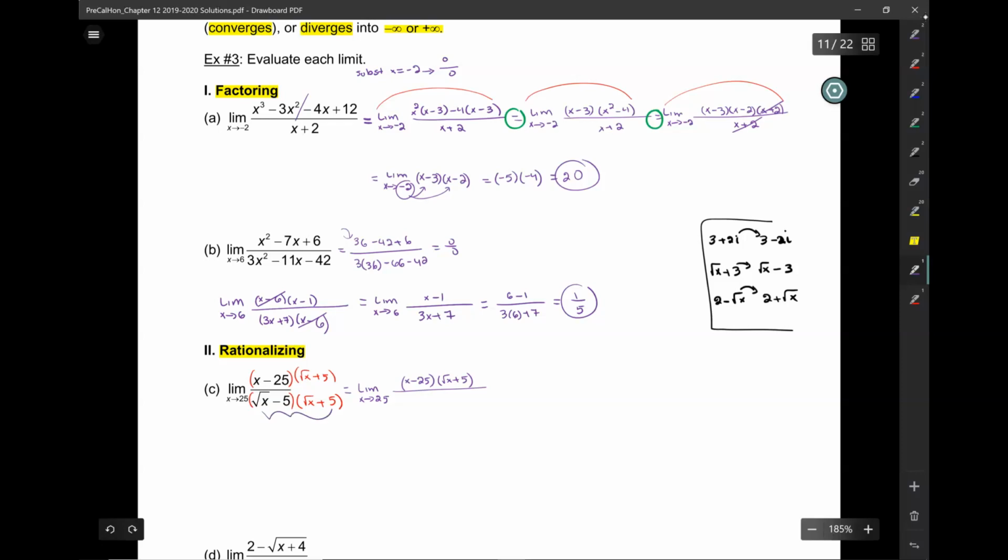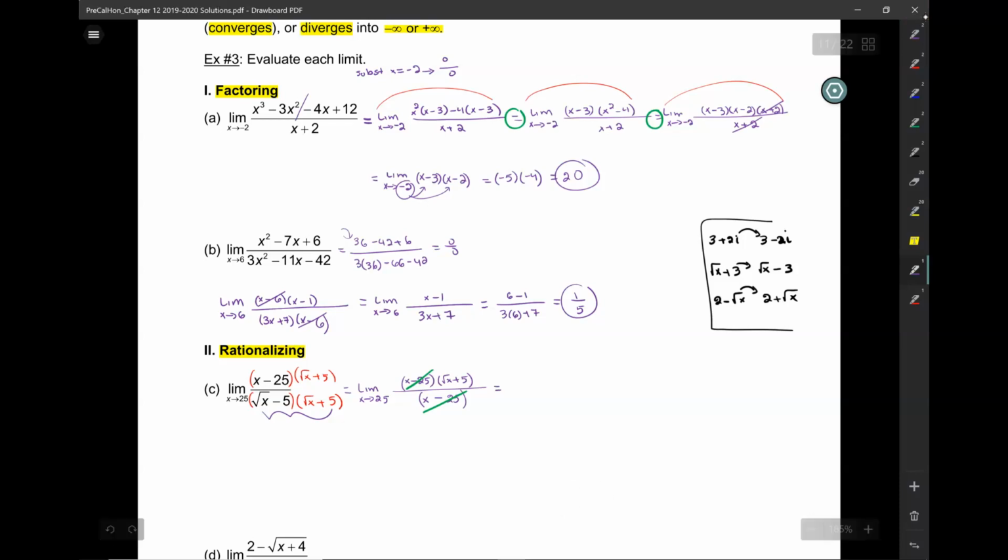Let's multiply the denominator. This is a minus b, a plus b. So I square the first part, I get x. I square the second number, I get 25, with a minus in the middle. Oh my God, what happened? Where else have I seen x minus 25? Right here, guys. Isn't that fantastic? Tell me that's not a miracle right there. That's a miracle.